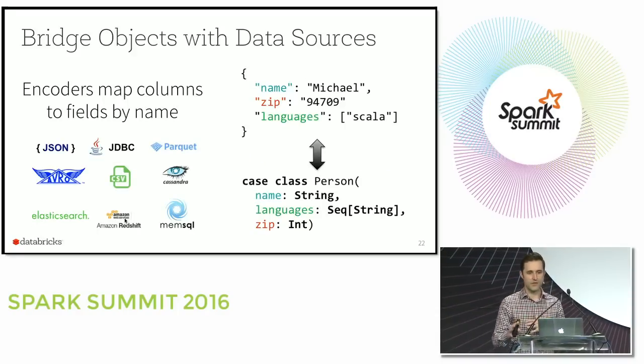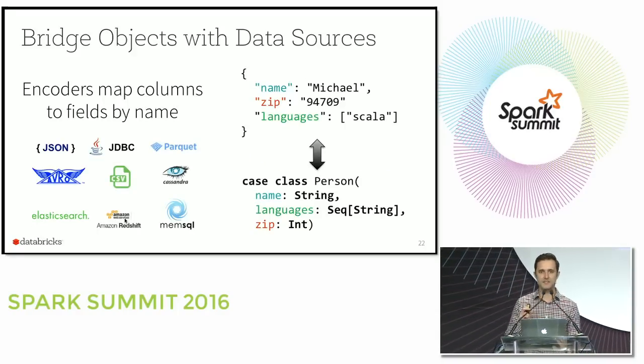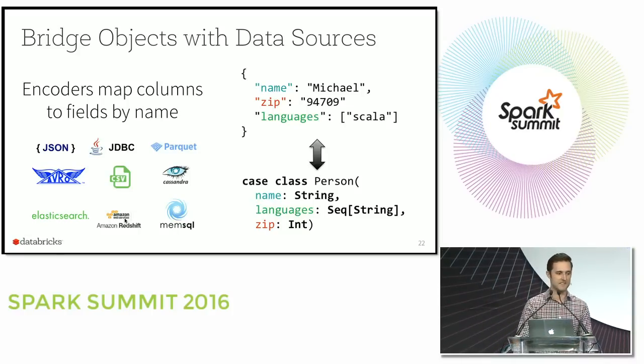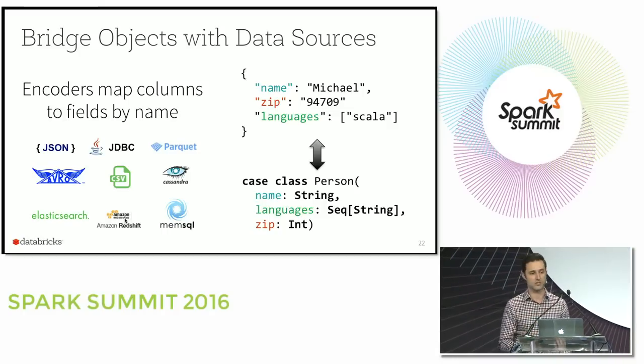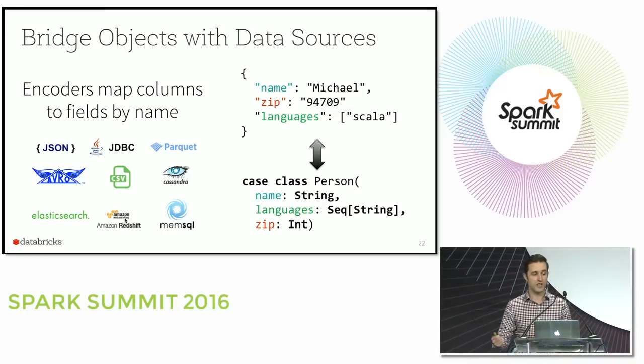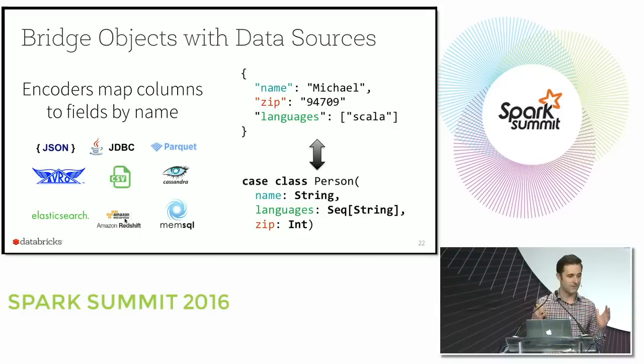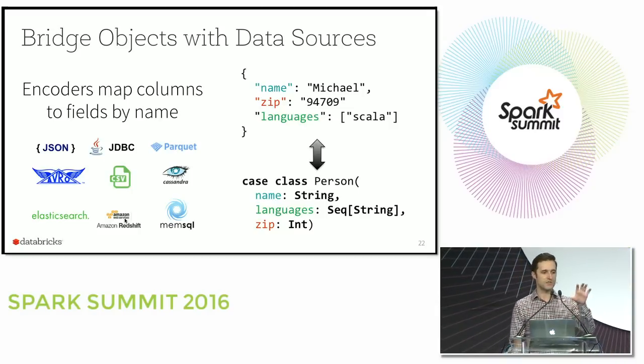And the power here is that this lets you bridge these objects with many different data sources. I've been using JSON quite a bit as an example, but it doesn't matter which of the data sources that Spark supports you're reading from. It could be JSON, but it could also be JDBC, Parquet, Avro, Cassandra. Pretty much all of these data models can be mapped into Spark's, and as a result, you get this translation automatically.